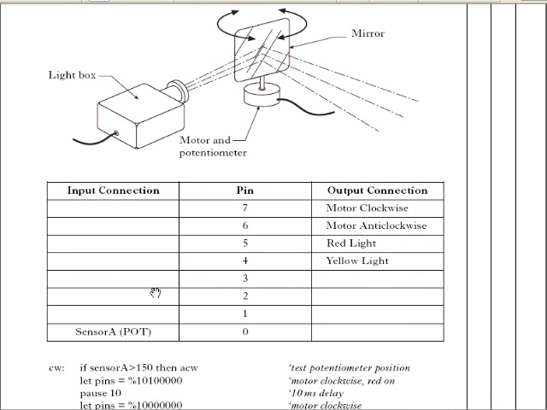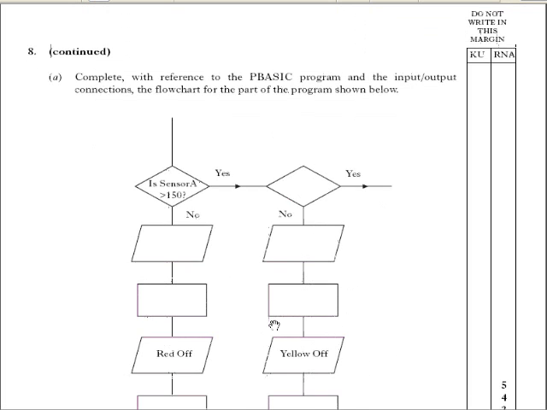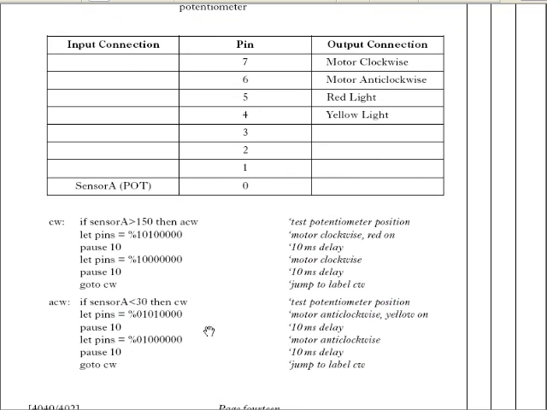Now, this isn't the question. This is just showing you that the motor with pin 7 high goes clockwise, with pin 6 high goes anti-clockwise. The red light's on 5 and the yellow light's on 4. And the sensor A is on pin 0. Now we've got 2 bits of code. So if sensor A is greater than 150, then ACW. So it's saying if A is bigger than 150, then you do ACW. But if it's less than 150, it comes down and does this bit of code here.